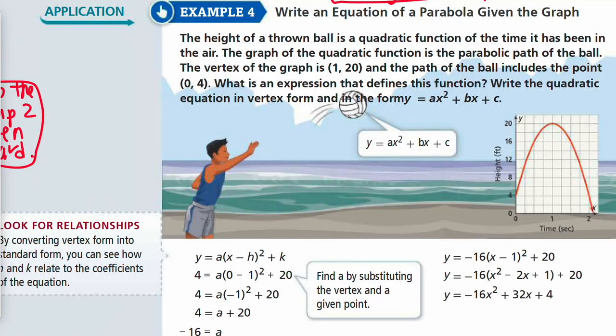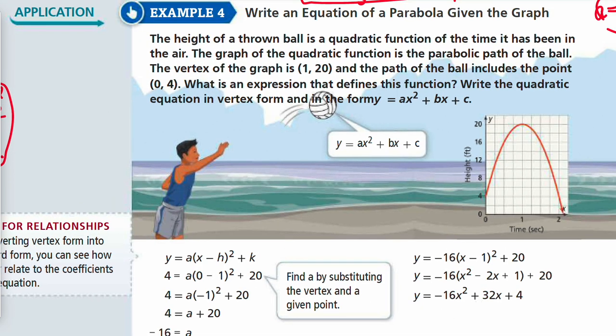Okay, let's look at example 4. Write an equation of a parabola given the graph. The height of a thrown ball is a quadratic function of the time it has been in the air. The graph of the quadratic function is the parabolic path of the ball. The vertex of the graph is (1, 20), and the path of the ball includes the point (0, 4).